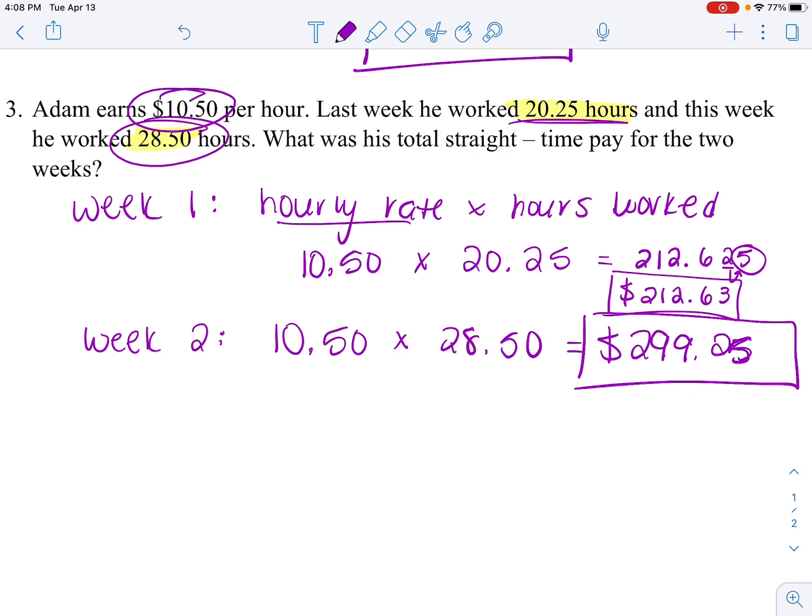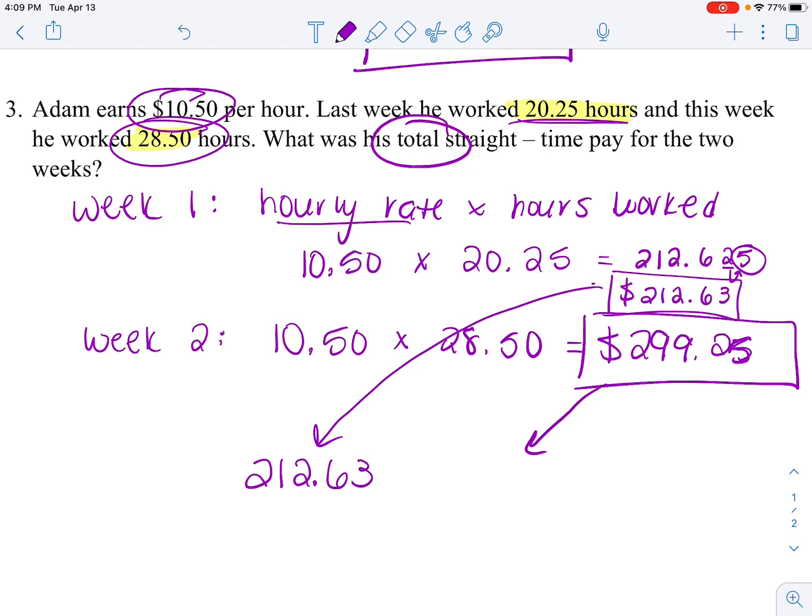All right, so finally we want to know, what is his total straight time pay for 2 weeks? When we hear the word total, we know we need to add. So whatever you got for week 1, we're going to add to whatever we got for week 2. So in week 1, we got this number right here, 212.63. And for week 2, we got this number here. So we're going to add 299.25. All right, so last but not least, we're going to our calculator.